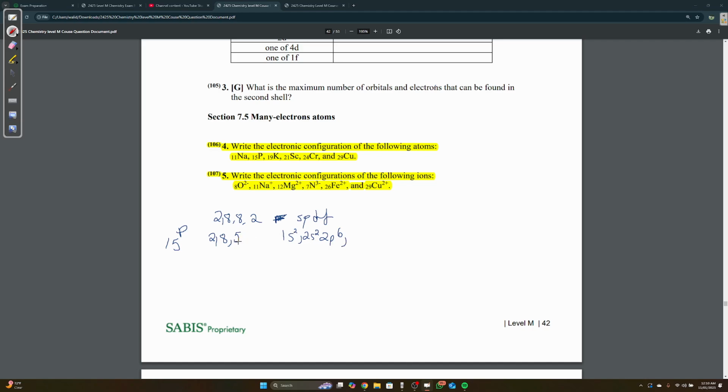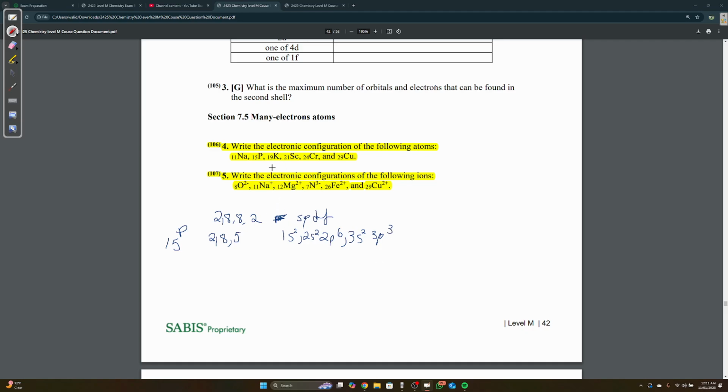I have a third shell which has 5. Okay, so now I open the third shell. Always start with S. I have 5. So the S always takes 2. 5 minus 2, 3. So I have 3 left over. And where's the 3 gonna go? They go to the P. So 3p3.